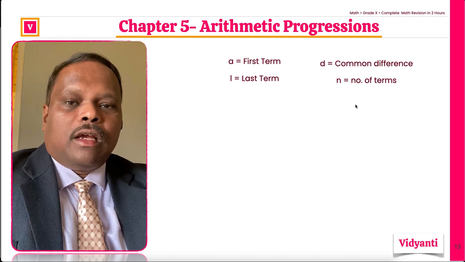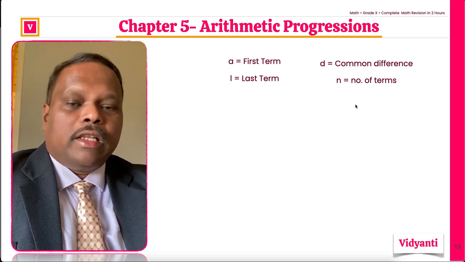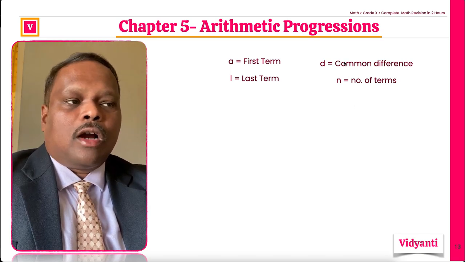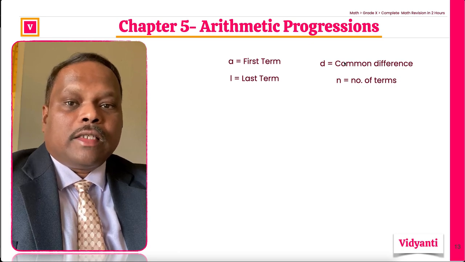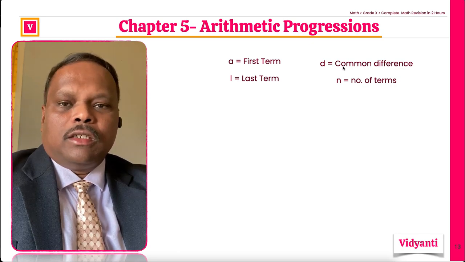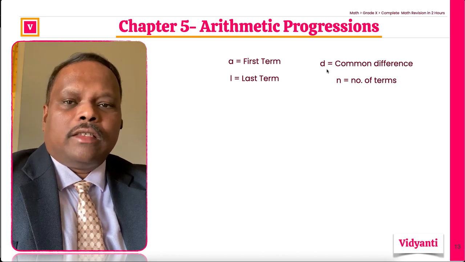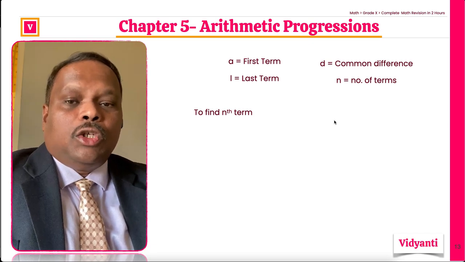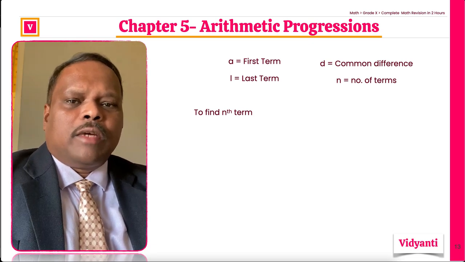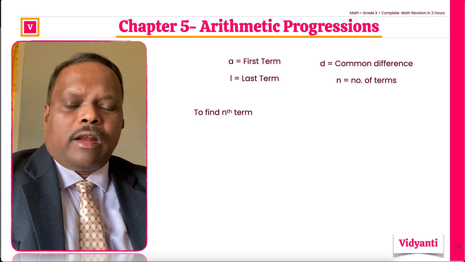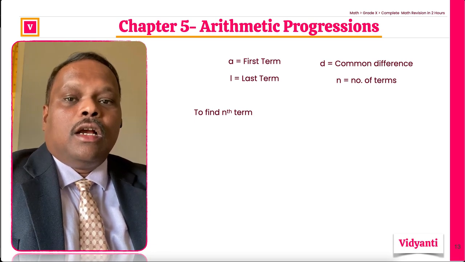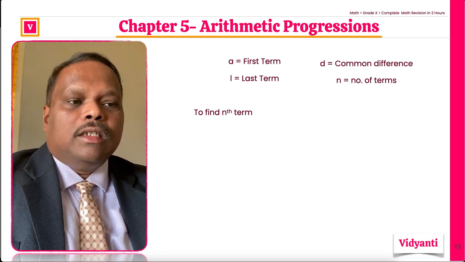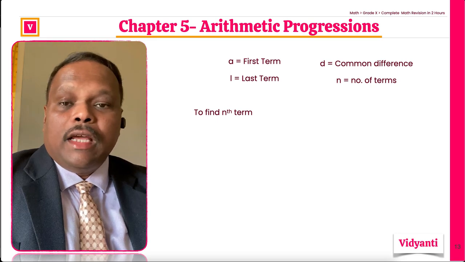Arithmetic progression can be ascending or descending. It depends upon your common difference. If it is an ascending arithmetic progression, then you get D as a positive value. If you get descending, then you get D as a negative value. Now, there are only two formulae. Well, some have one additional formula, which is nothing but a rearrangement. Let's see them individually. What you can be asked is to find the nth term.